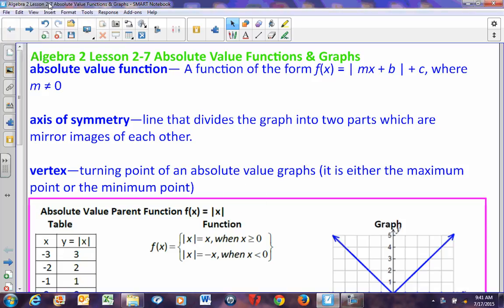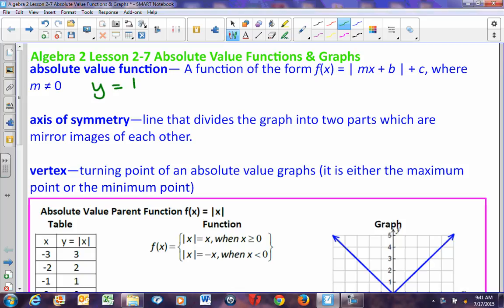This is Algebra 2 Lesson 2-7, absolute value functions and graphs. An absolute value function is a function in the form of f of x equals the absolute value of mx plus b, plus or minus c, where m cannot be 0. Which means you're basically looking at an equation that looks like this.